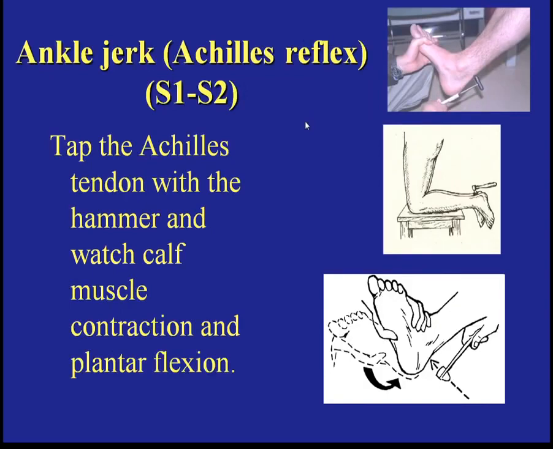Reflexes from the leg. Ankle jerk, or Achilles reflex. Spinal level S1, S2 segments and roots. Tap the Achilles tendon with the hammer and watch calf muscle contraction and plantar flexion. Now, we can use different positions of the patient. The position must be convenient for the patient and for the doctor, and provide relaxation of all the patient's muscles. There are different types of patient's position when we check ankle jerk.